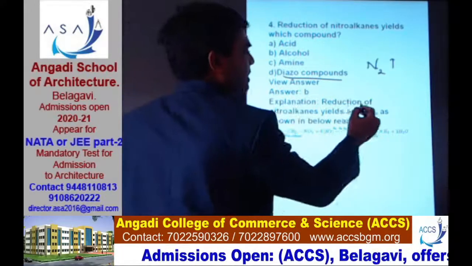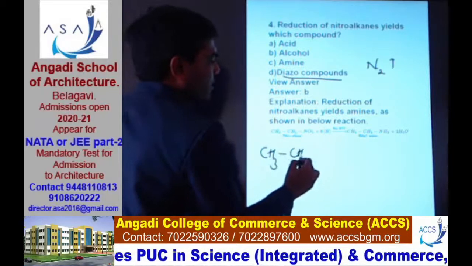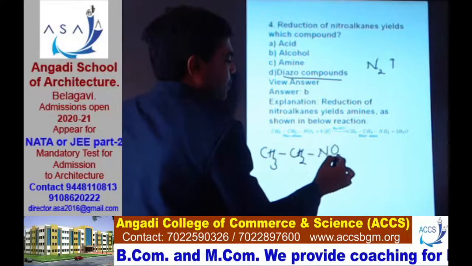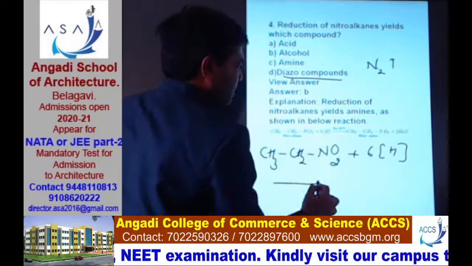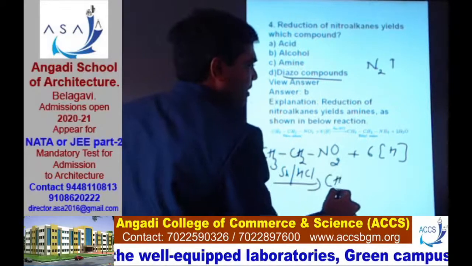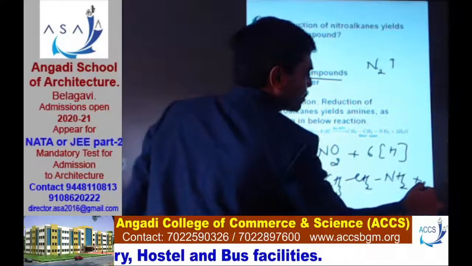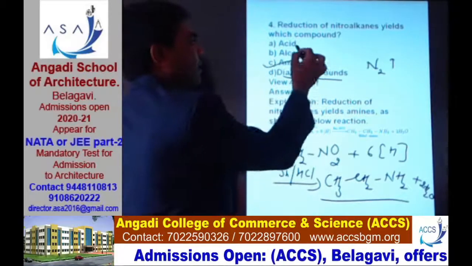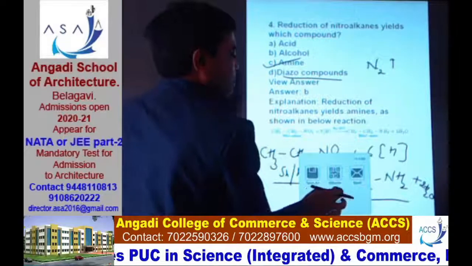Why, let's see. Reduction of nitroalkanes, CH3CH2NO2. One second. It is not alcohol, it is amine. CH3CH2NO2 plus 6 hydrogen in the presence of tin and HCl, which is reduction, we get CH3CH2NH2 plus 2H2O. Therefore, we got the compound ethanamine or ethylamine. Okay, so this is the correct answer for this question. Next question.